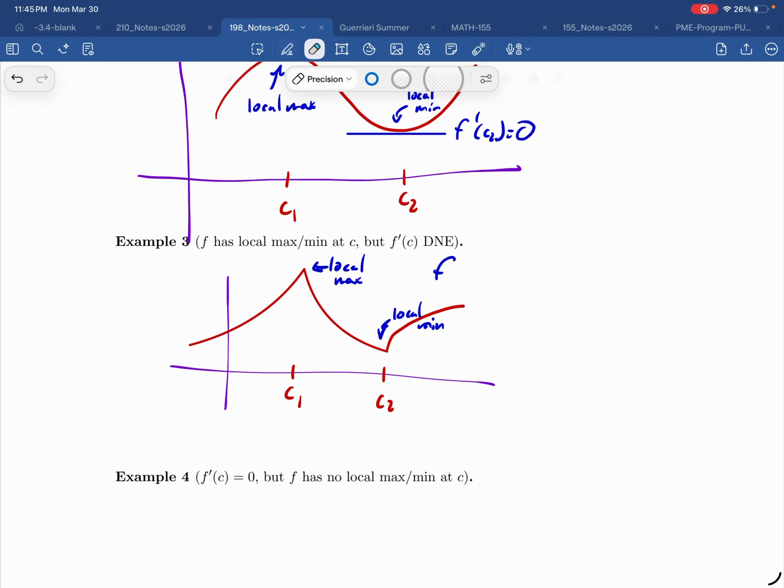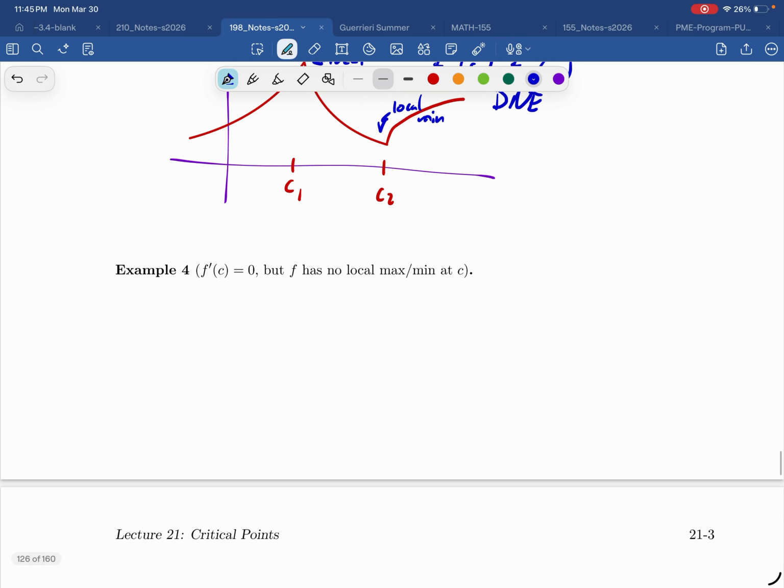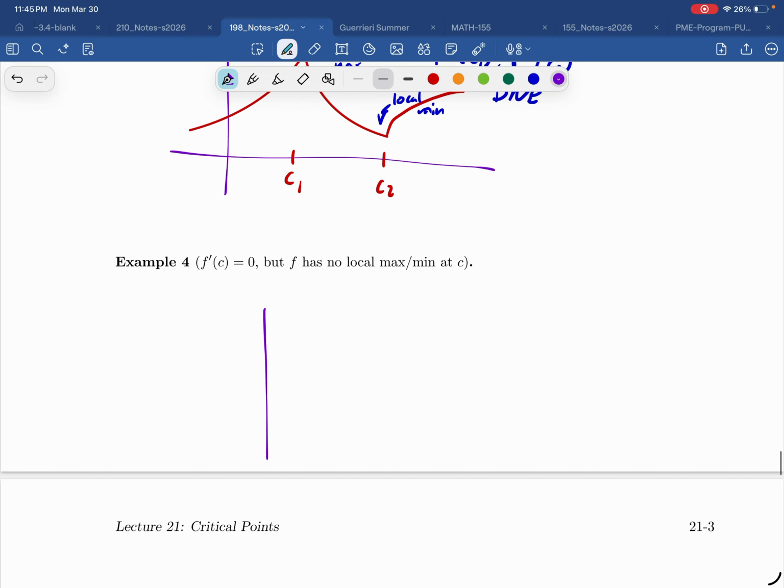Right? And f prime of C1, f prime of C2 do not exist. All right? And is it possible to have a derivative that's equal to 0, but there's no local max there? Well, yeah. Again, let's use our creativity a little bit.